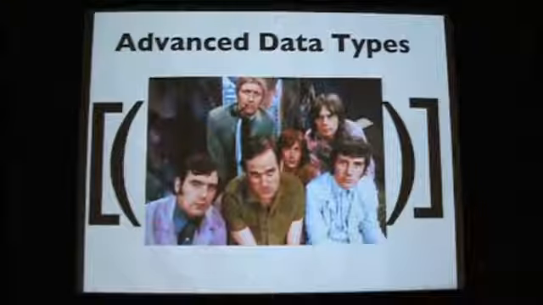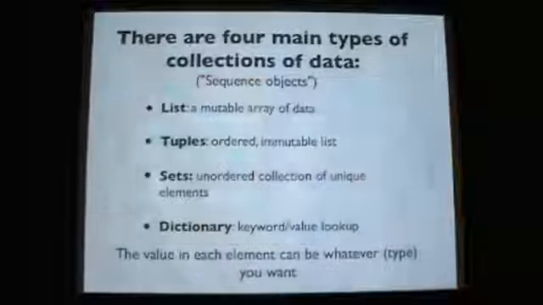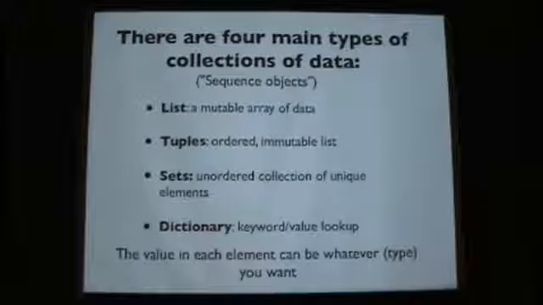So now we're going to talk about some advanced data types beyond just string equals spam. We'll be talking about really 4 built-in types. Can everyone hear me okay? Try to get a mic. We'll be talking about 4 built-in types. And we'll just go in order: list, tuple, sets, and dictionaries.